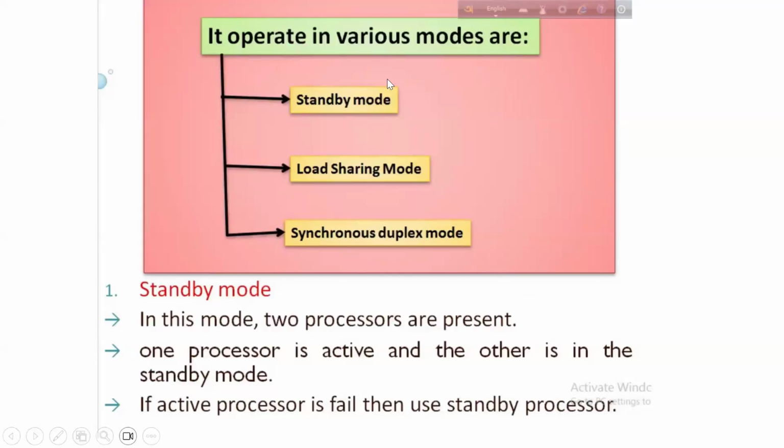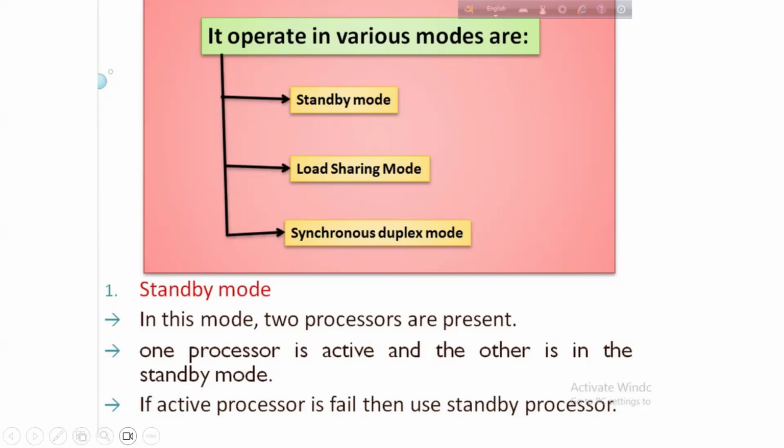So it operates in various modes like standby mode, load sharing mode, and synchronous duplex mode. Let's see the three modes one by one. So standby mode. In this mode, two processors are present. One processor is active and the other is in standby mode. If the active processor fails, then the standby processor is used. So basically one processor will be doing all the functions and the other processor will be in standby mode.